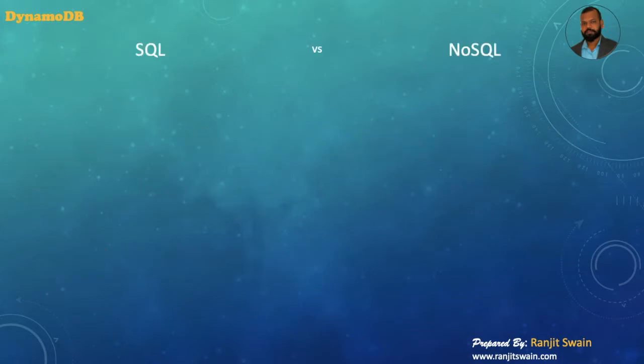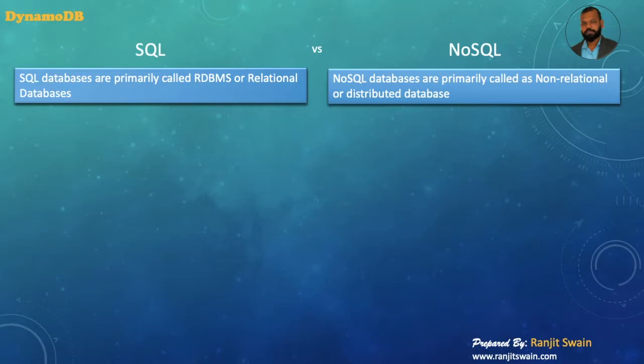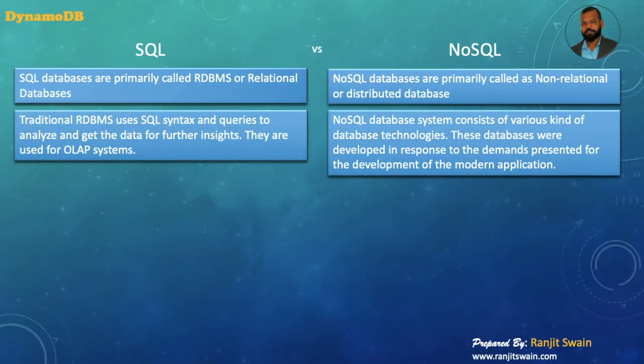Here is the difference between the SQL and the NoSQL database. SQL databases are primarily called RDBMS or relational databases. NoSQL databases are primarily called non-relational or distributed databases, or you can say not only SQL. Traditional RDBMS uses SQL syntax and queries to analyze and get the data for further insights. They are used for OLAP systems.